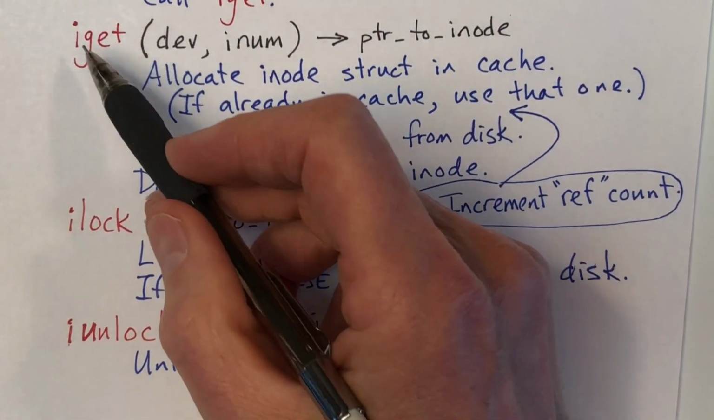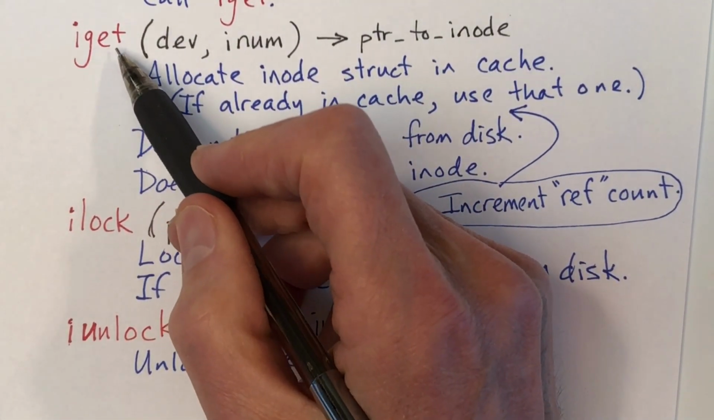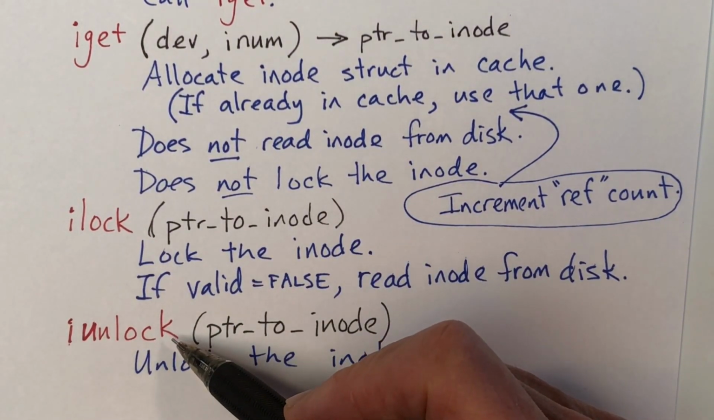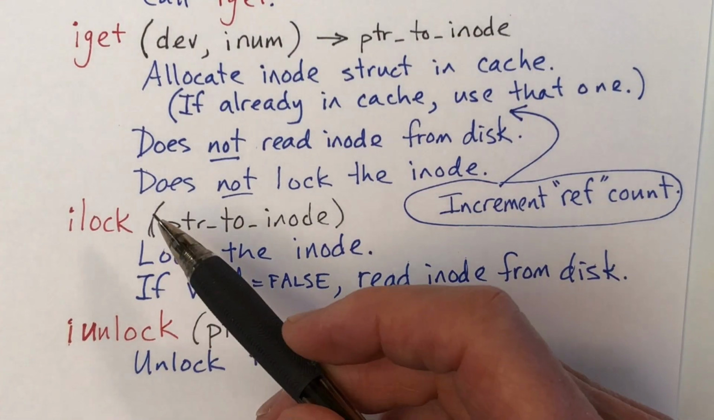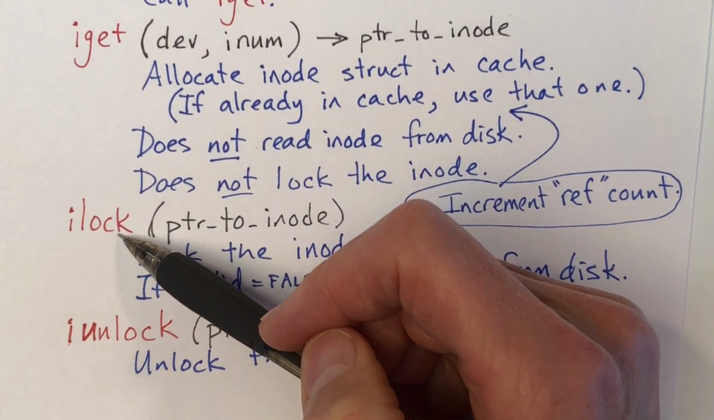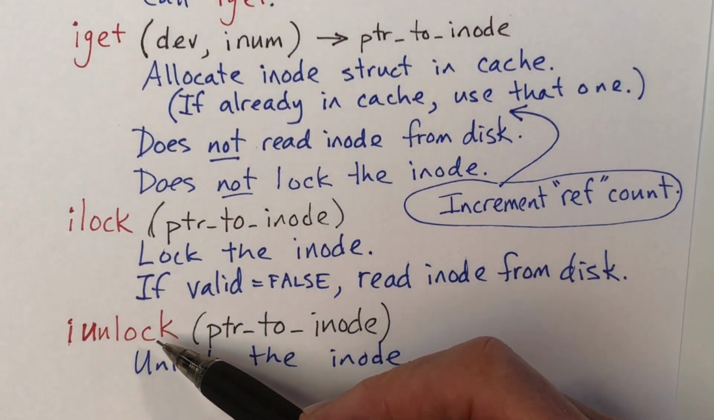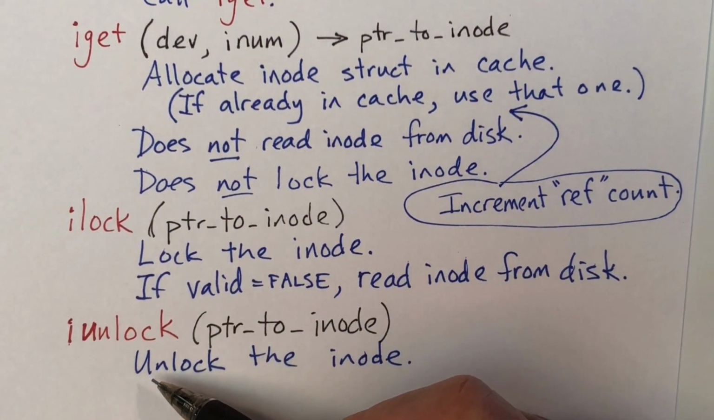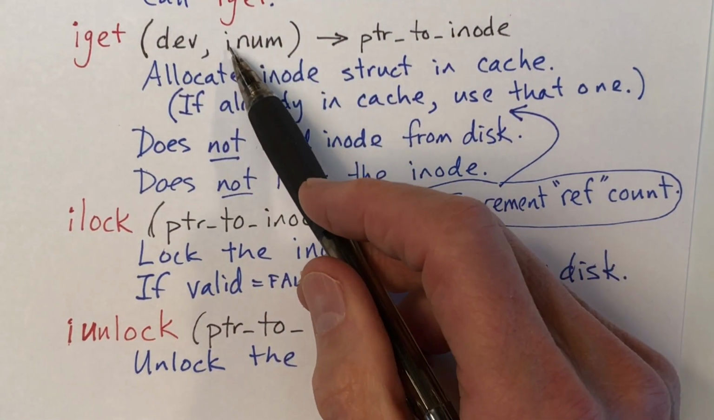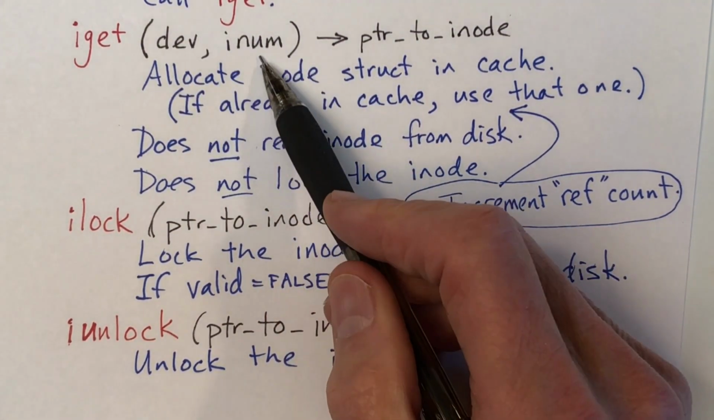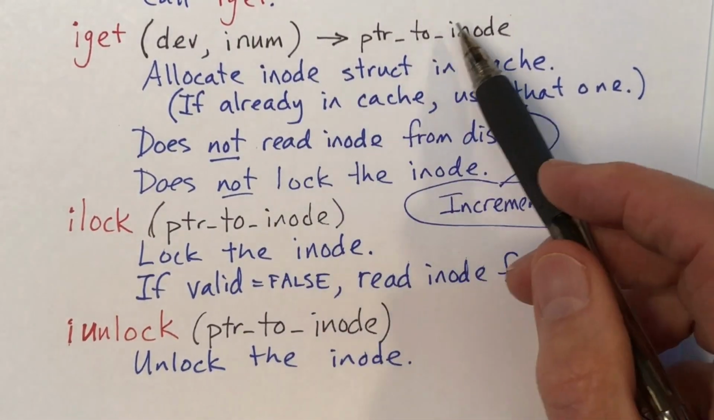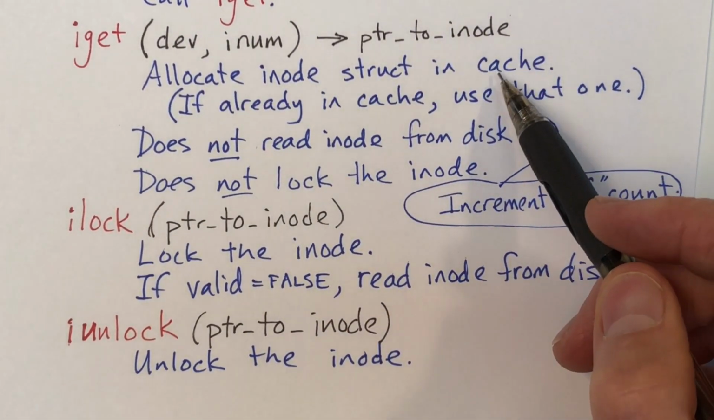Next, I want to talk about the iget and the iput functions, as well as the ilock and iunlock functions. Whenever we want to access an existing file, we'll call iget and ilock, and then when we're done with it, we'll call iunlock and iput. So iget is passed an inode number, as well as the device on which we want to find this file, and it returns a pointer to that inode in the cache.